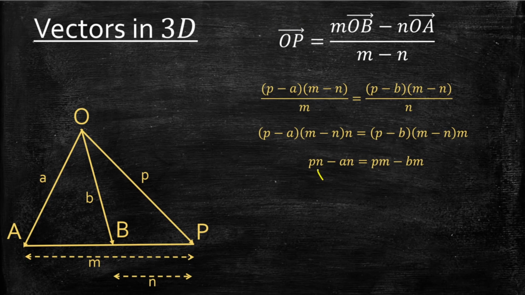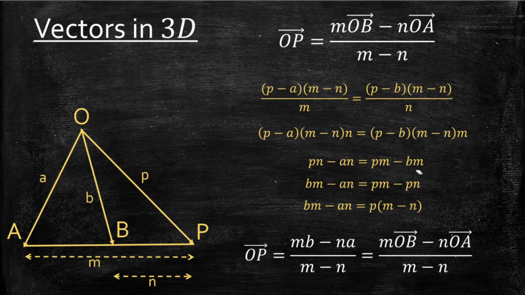So I'm going to move this P to this side of the equation, which means that I'm going to move that B to this side of the equation. Once we've done that, what you should end up with is Bm minus An equals Pm minus Pn. Just remember that I want P by itself on the right hand side. So the way I'm going to do that is I'm just going to factor out the P. So I'm going to have P times M take N on the right hand side. And to get rid of that times M take N, we're going to divide both sides by M take N, which will give us this result over here.